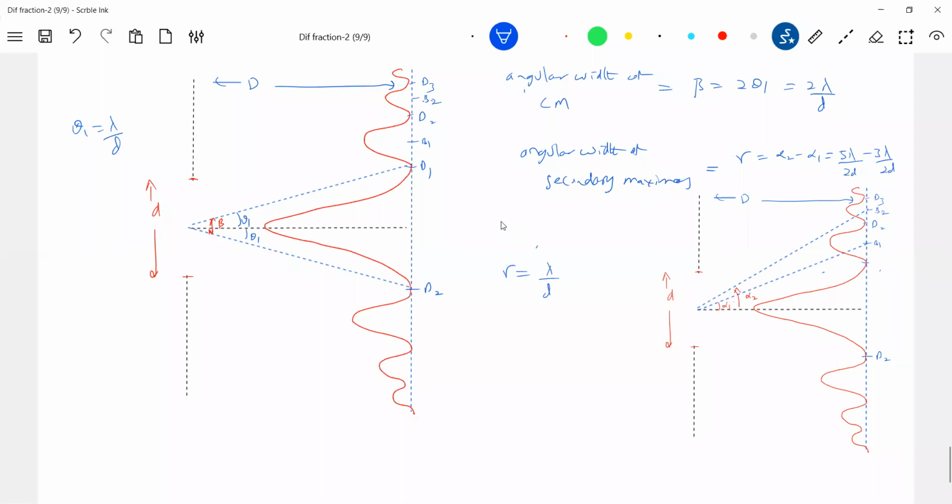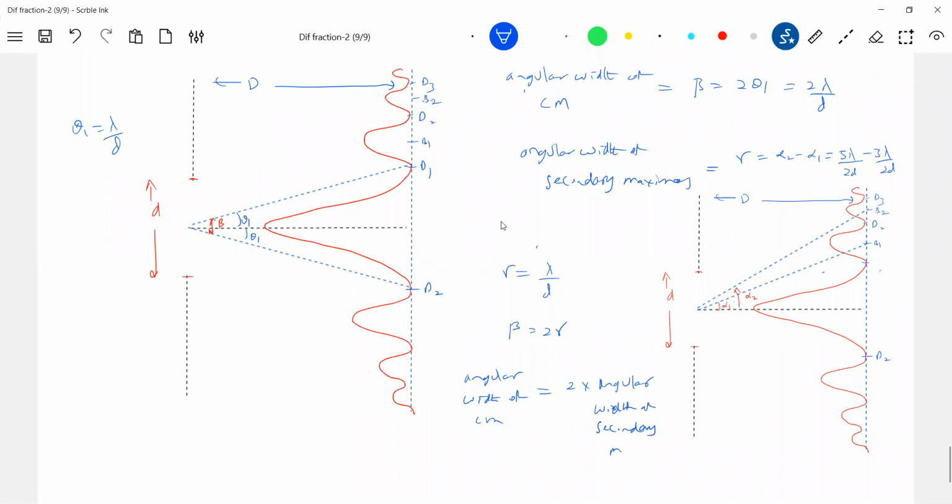Can you say anything about beta and gamma? Beta is 2 times gamma. So what is the angular width of the secondary maxima? The angular width of the central maxima is twice the angular width of the secondary maxima. This is what I'm putting. So the angular width of the central maxima is 2 times the angular width of the secondary maxima.